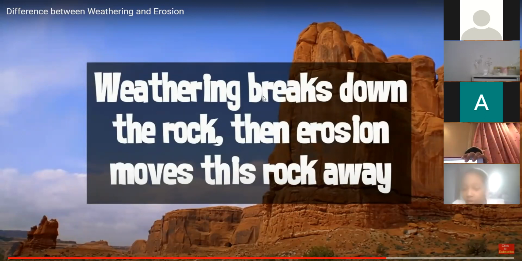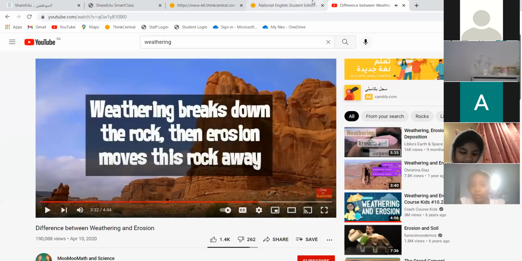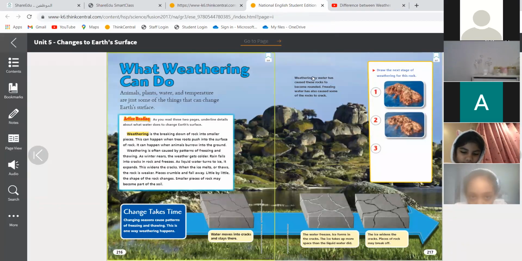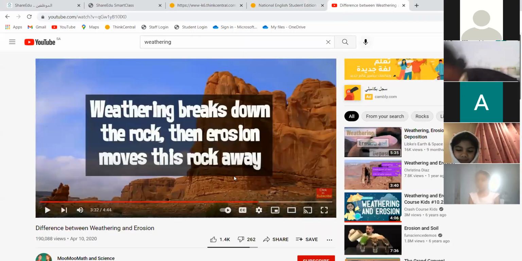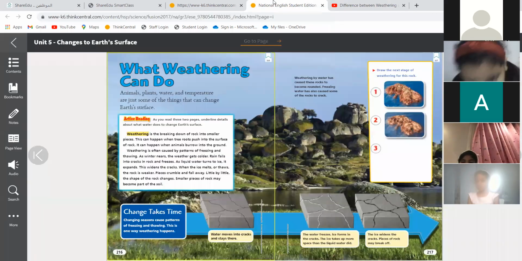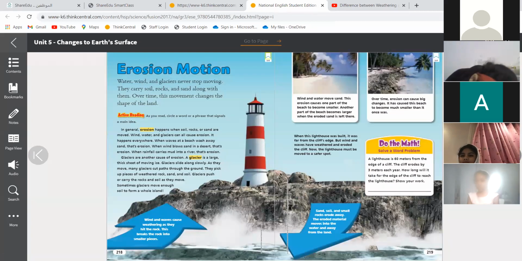Yeah, I taught my dad about erosion. Teacher, why do I need to take a picture if we're going to record the lesson? I was telling you to take a picture of this: weathering breaks down the rock, then erosion moves this rock away, so you can remember what is erosion and what is weathering, and you know the difference between them.